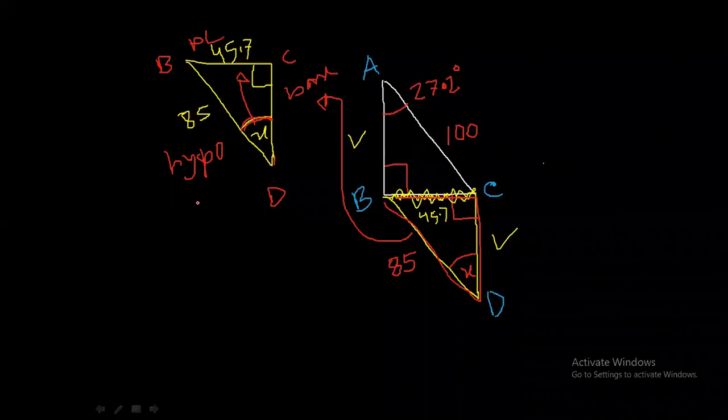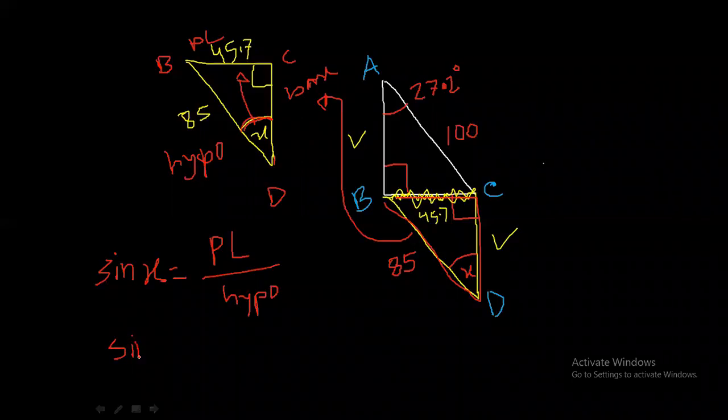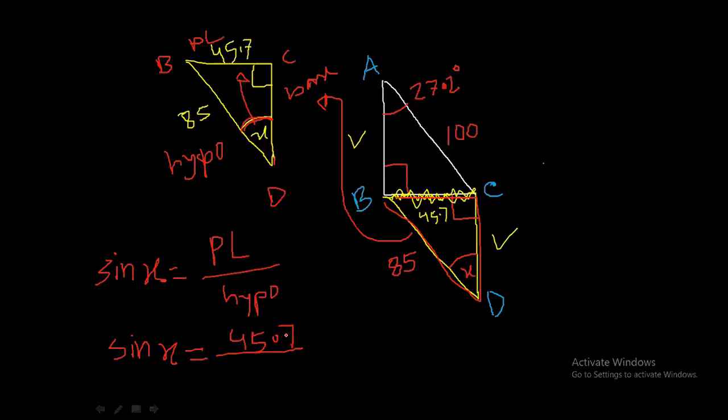So now I have to find a formula which consists of hypotenuse and perpendicular line. So we know that sine theta, that means sine x, equal to perpendicular line divided by hypotenuse. So we can write sine x equal to, here the value of perpendicular line is 45.7 and hypotenuse is 85.